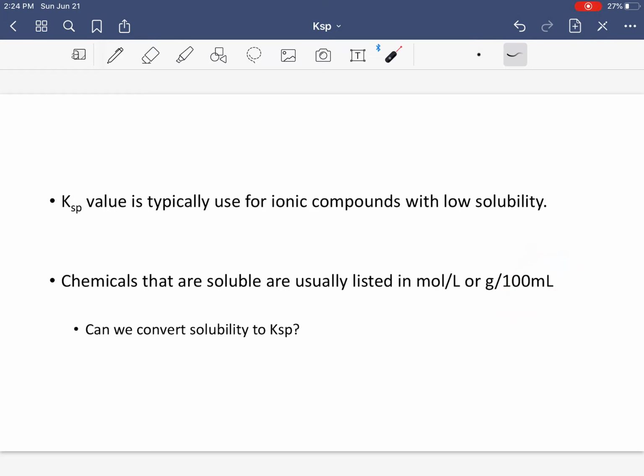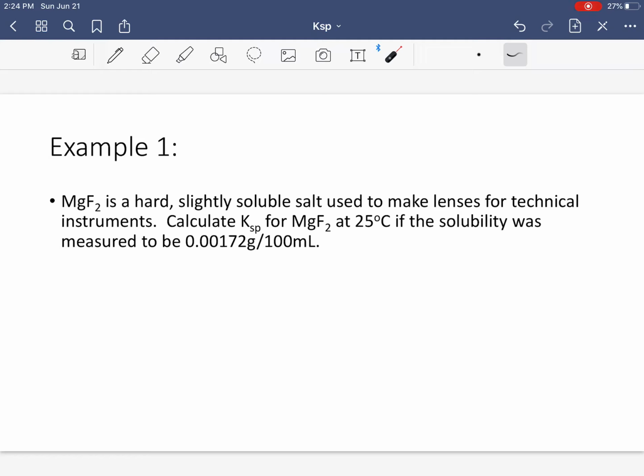Okay, but as a chemist, we want to use Ksp. So can we convert this information into Ksp? The answer, of course, is yes. Okay. Now, I have a question right here regarding magnesium fluoride. Okay, magnesium fluoride is soluble. I can tell you this right now. It is actually a soluble salt used to make lenses. Lenses for, I guess, microscopes, whatever, okay, something technical.